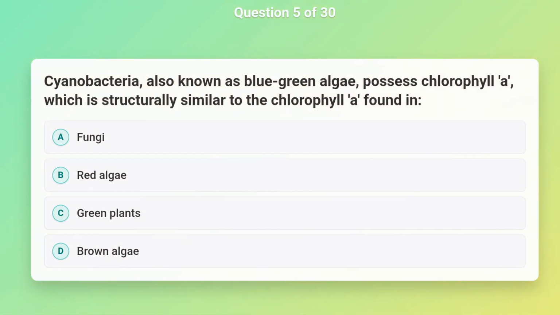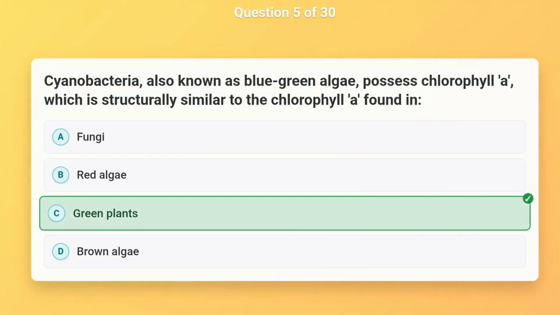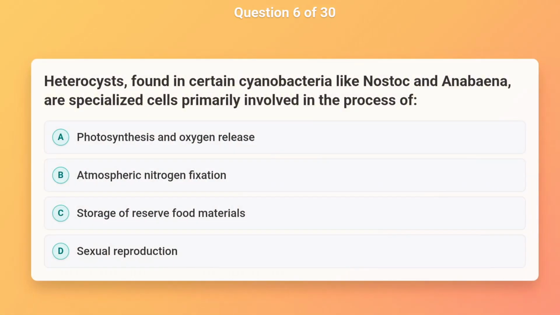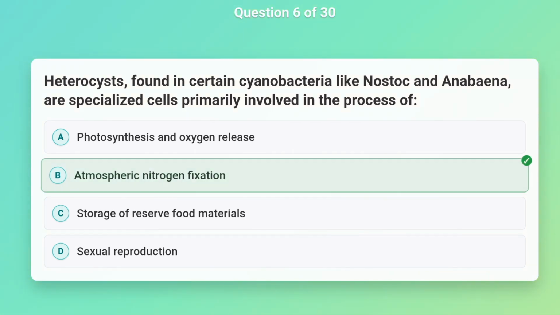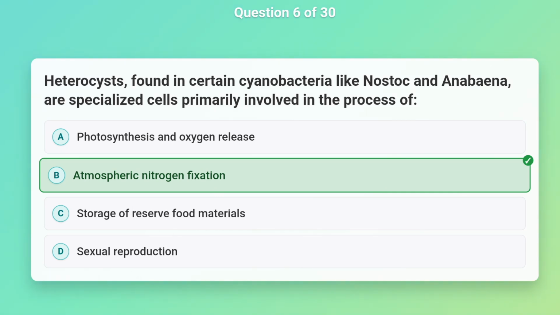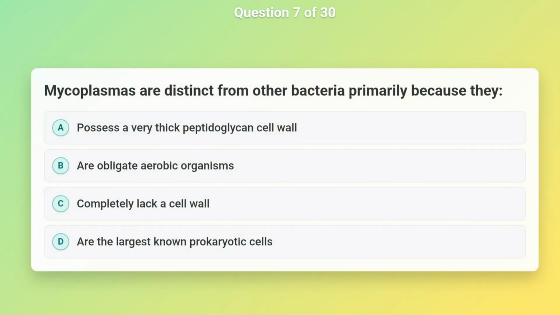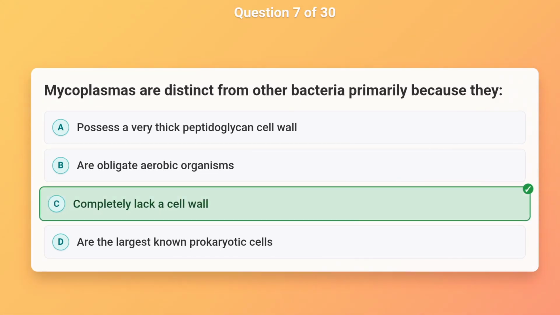Cyanobacteria, also known as blue-green algae, possess chlorophyll, which is structurally similar to the chlorophyll found in green plants. Heterocysts, found in certain cyanobacteria like Nostoc and Anabaena, are specialized cells primarily involved in the process of atmospheric nitrogen fixation. Mycoplasmas are distinct from other bacteria primarily because they completely lack a cell wall.